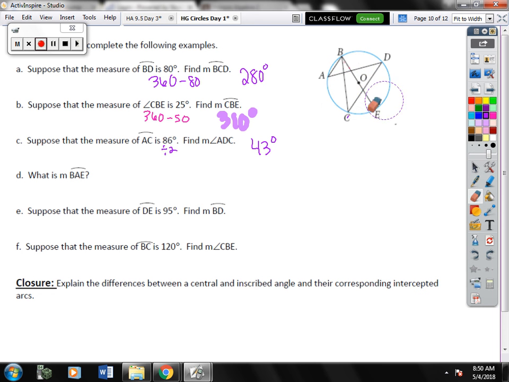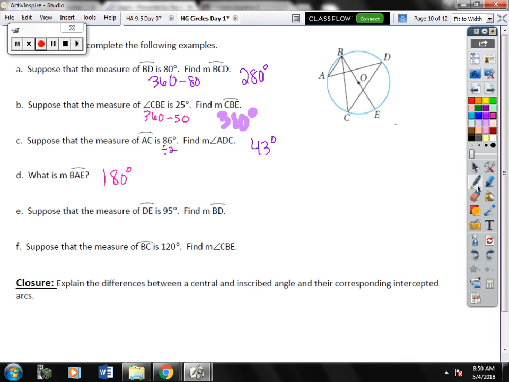What is the measure of arc BAE? Would it be 180 degrees? It would be. This is a semicircle. The endpoints are forming a diameter, so that's our semicircle.